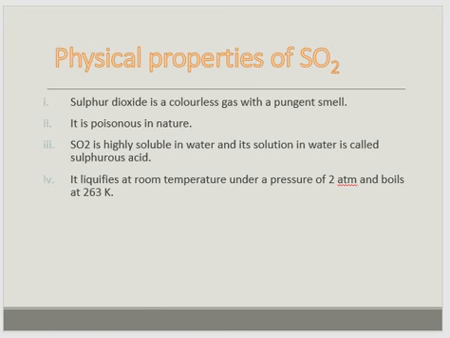Now, physical properties of sulfur dioxide. Sulfur dioxide is a colorless gas with a pungent smell. It is poisonous in nature. Sulfur dioxide is highly soluble in water and its solution in water is called sulfurous acid with chemical formula H2SO3. It liquefies at room temperature under a pressure of 2 atmospheres and it will boil at 263 Kelvin.